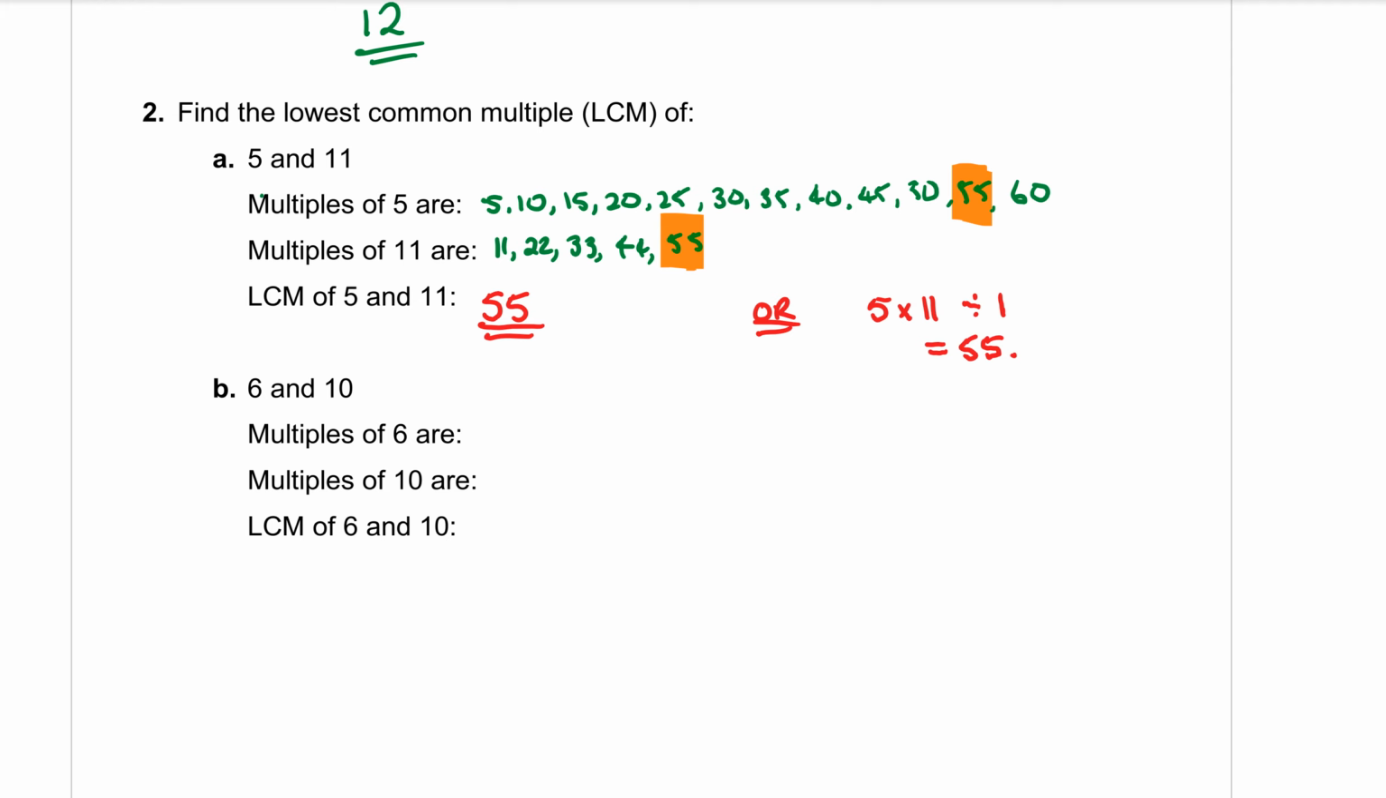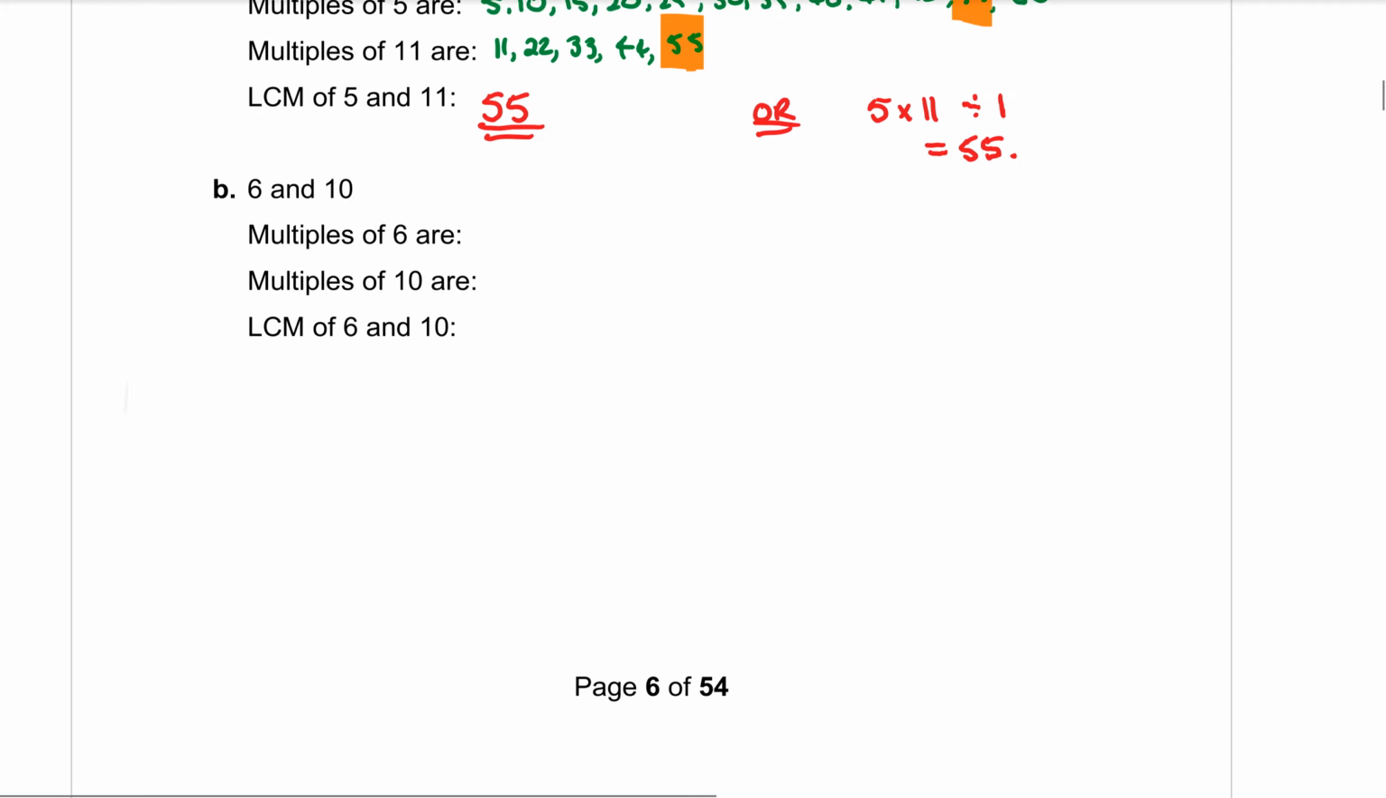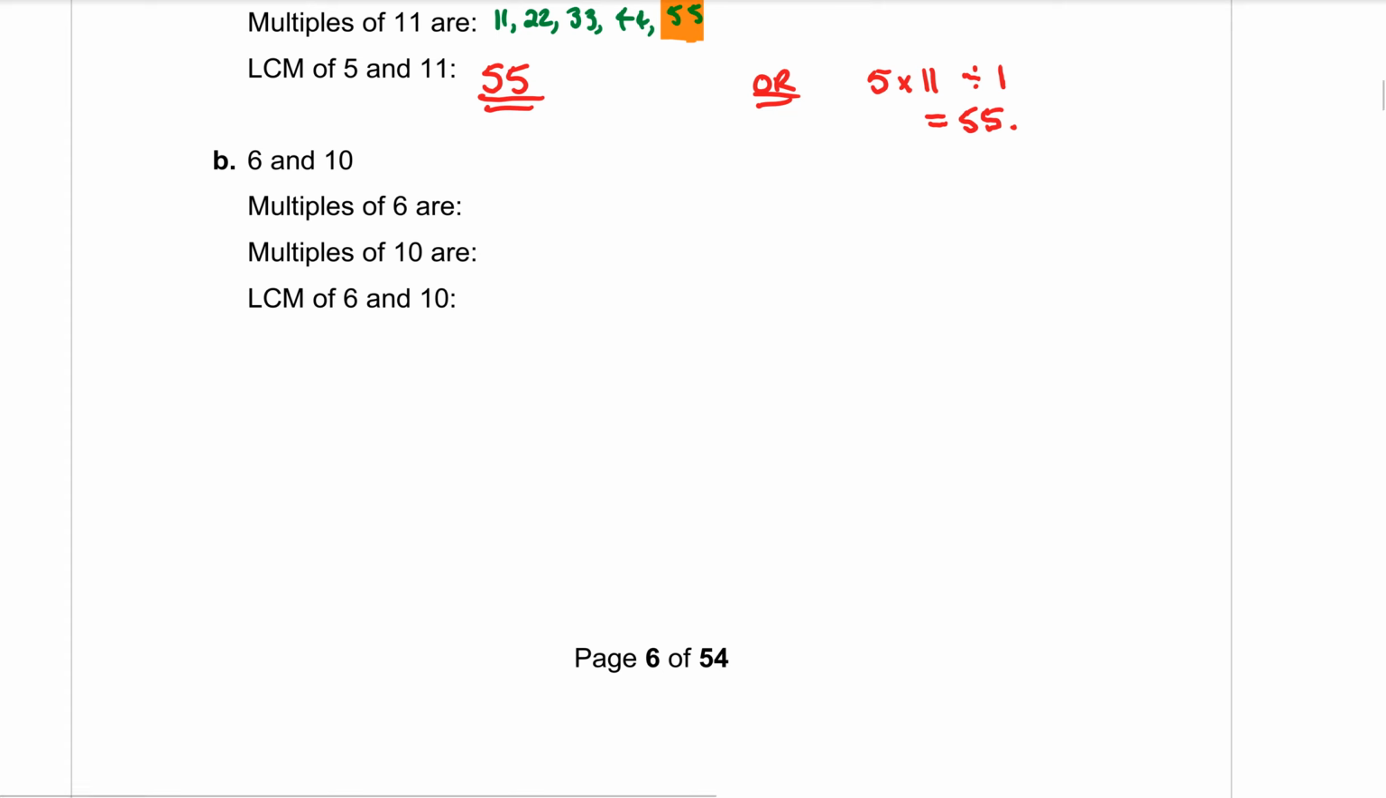Let's try again for part B. We want to find the lowest common multiple of 6 and 10. So let's write out our list of multiples. So the 6 times tables are 6, 12, 18, 24, 30, 36. Let's see if that's enough. Now we want the multiples of 10. So 10, 20, 30, 40, 50. Okay, do we have any numbers in common yet?